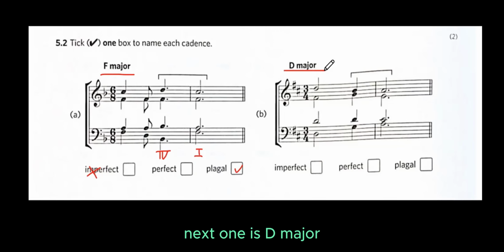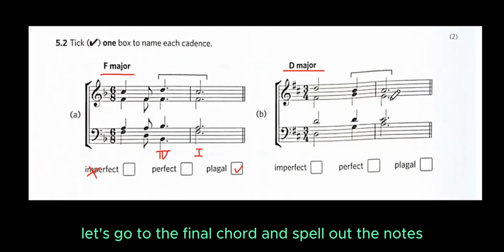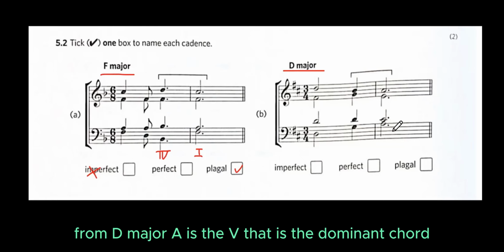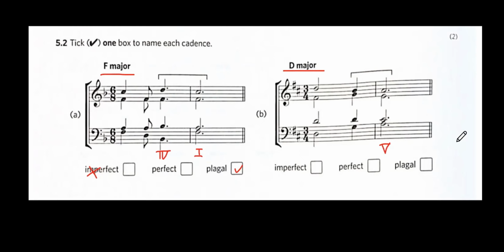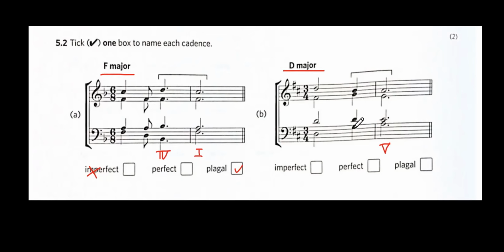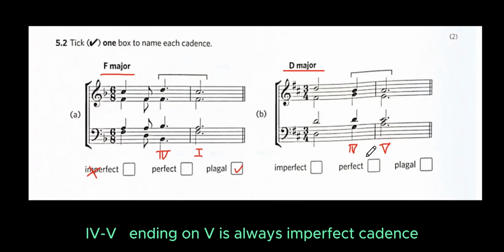Next one is D major. Let's go to the final chord and spell out the notes. A, C sharp, E. From D major, A is the 5. That is the dominant chord. The approach chord is G, G, B, D. G, B, D is the 4. 4 to 5, ending on 5 is always imperfect cadence.